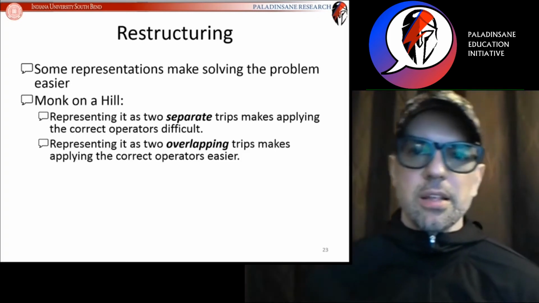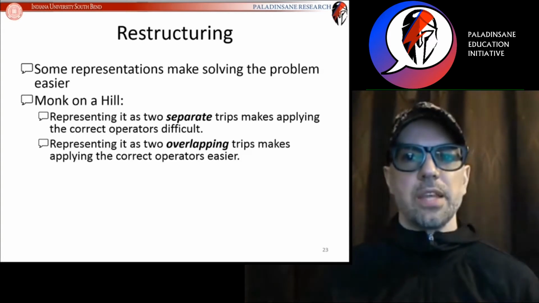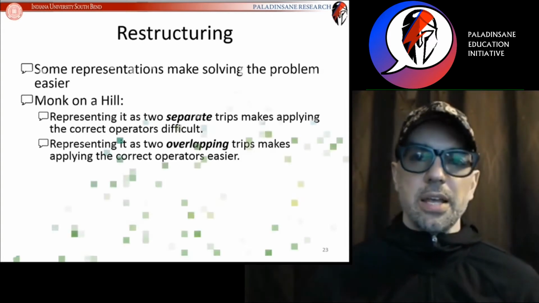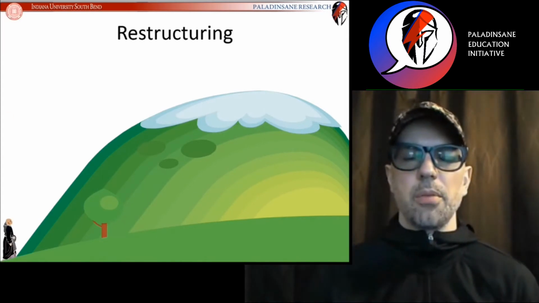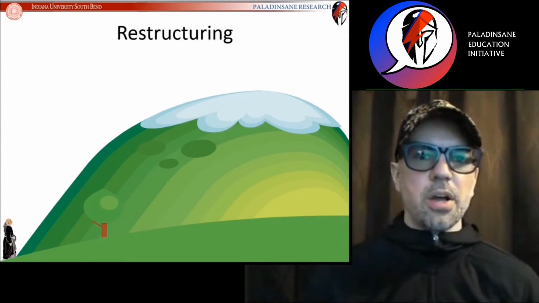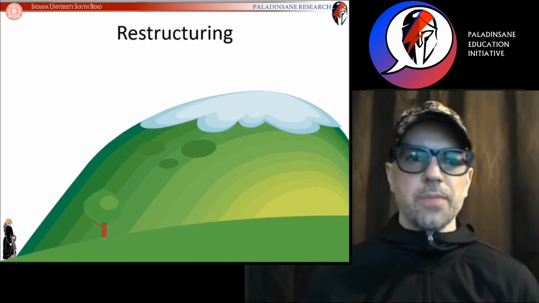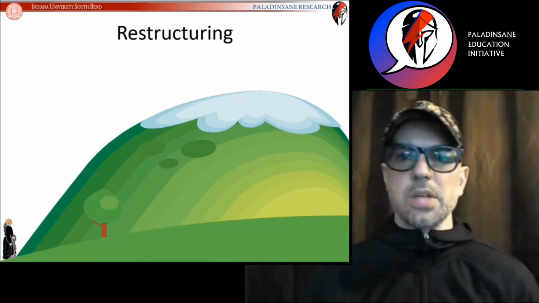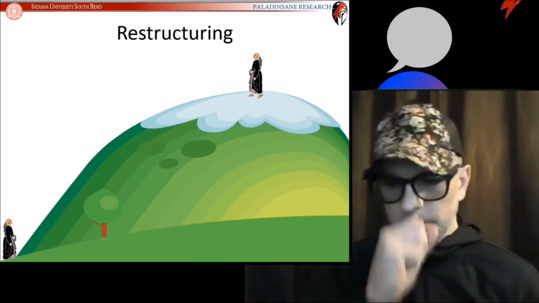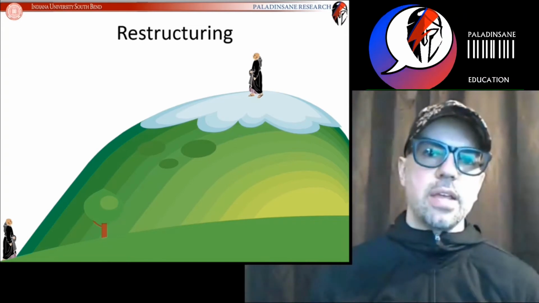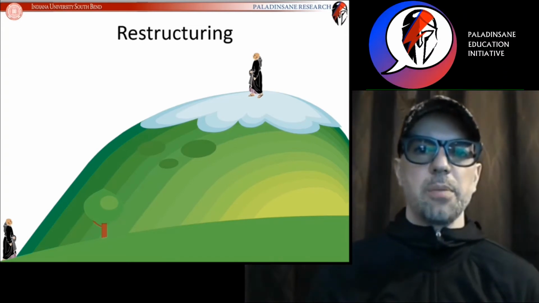All of a sudden, the problem becomes much easier to solve when you restructure it in that form. So let's take a look at it in this restructured form. So here we have the monk on the first day. This is the monk on day 1, and he's going to take 12 hours to go up the hill. Start at 9 a.m., end up at the top at 9 p.m. Here's the same monk on day 2, and he's going to take 12 hours to go down the hill, start at 9 a.m. on the top and end at the bottom at 9 p.m.